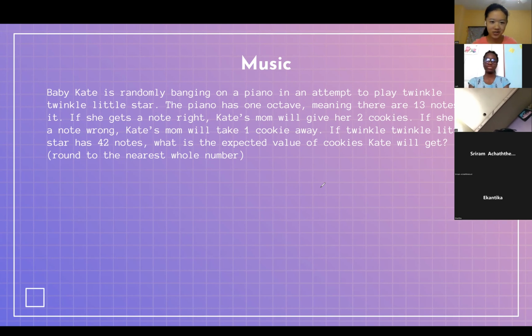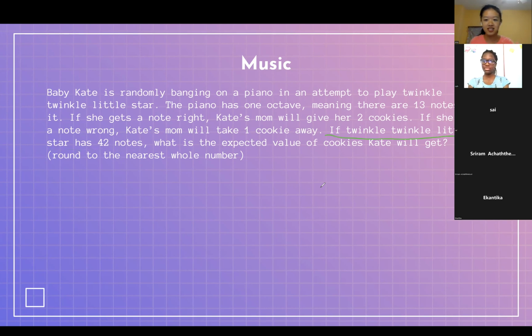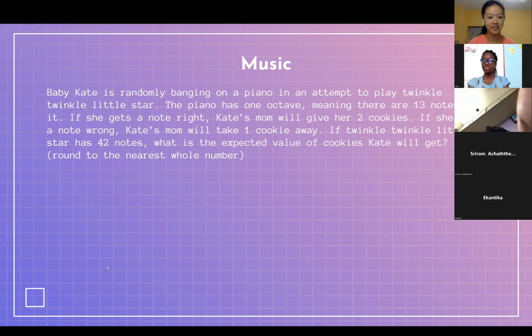Okay, I'm going to go over it now. For now, it says Twinkle, Twinkle, Little Star, 42 notes. But let's ignore the fact that there are 42 notes. Let's just think about that kid getting just one note correct, like just the first note. What's the probability that they get the first note correct? There is a 1/13 chance that they will get a note correct.